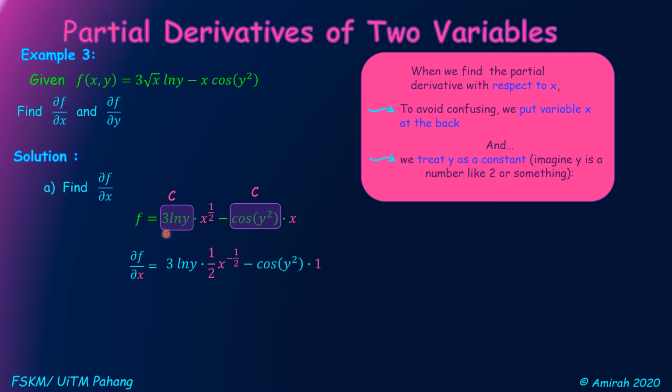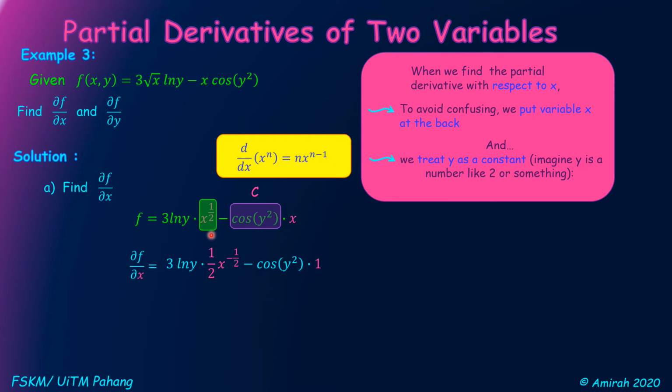And when we differentiate 3 ln y times x to the power of half, now we have multiplication by a constant here. So we just keep the constant in front after we differentiate. Then we differentiate x to the power of half using the power rule. We move n to the front, so now we move half to the front. And then we subtract 1 from the original power. So half minus 1 equals negative half.